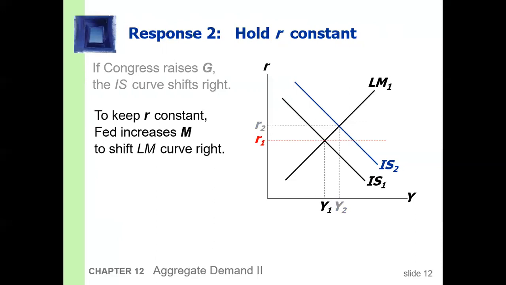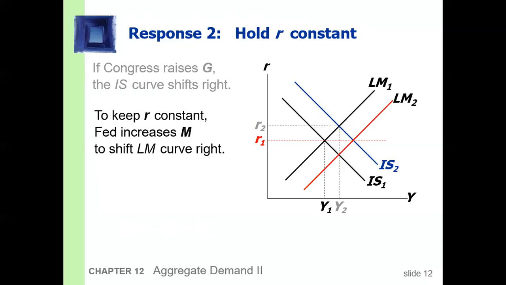The second response from the central bank is holding the interest rate constant. In this case, to keep R constant, the central bank increases the money supply. Why? To shift the LM curve to the right, as you can see here, from LM1 to LM2. The interest rate was first at R1, you can see this intersection. Then when government spending increased, it moved to R2.